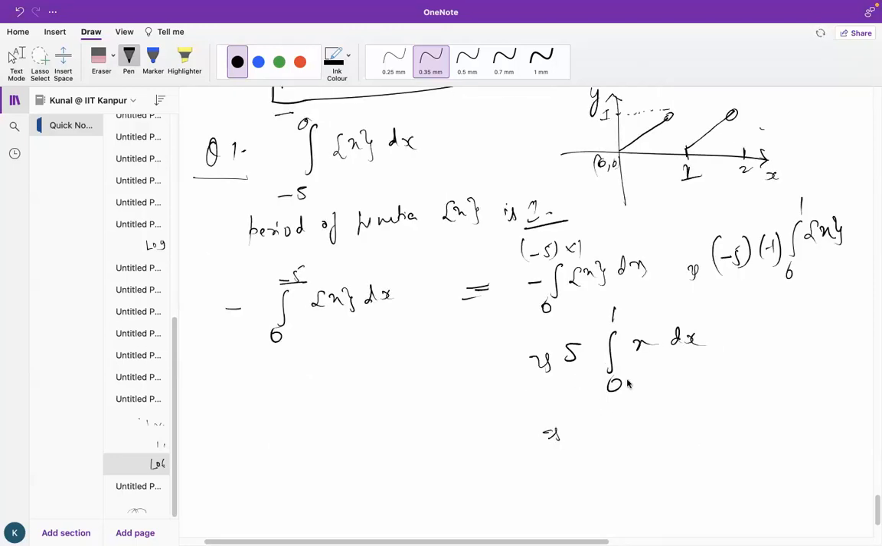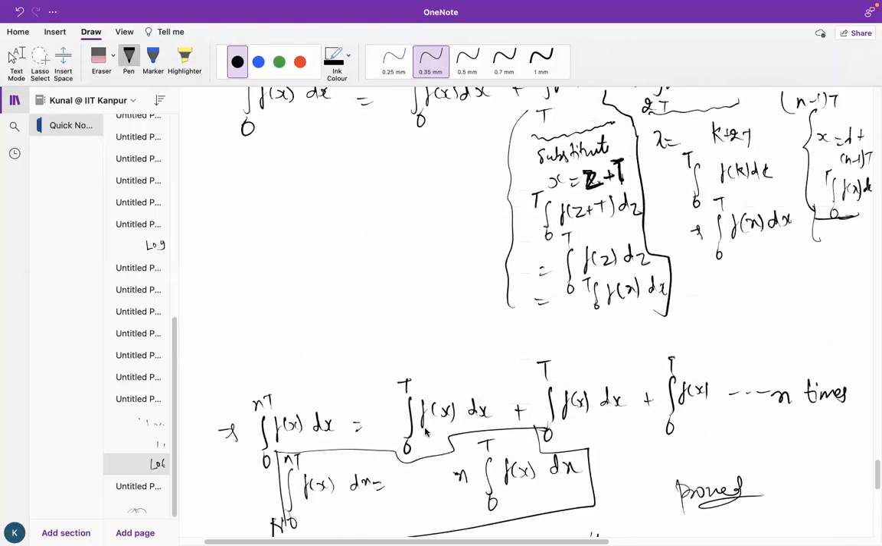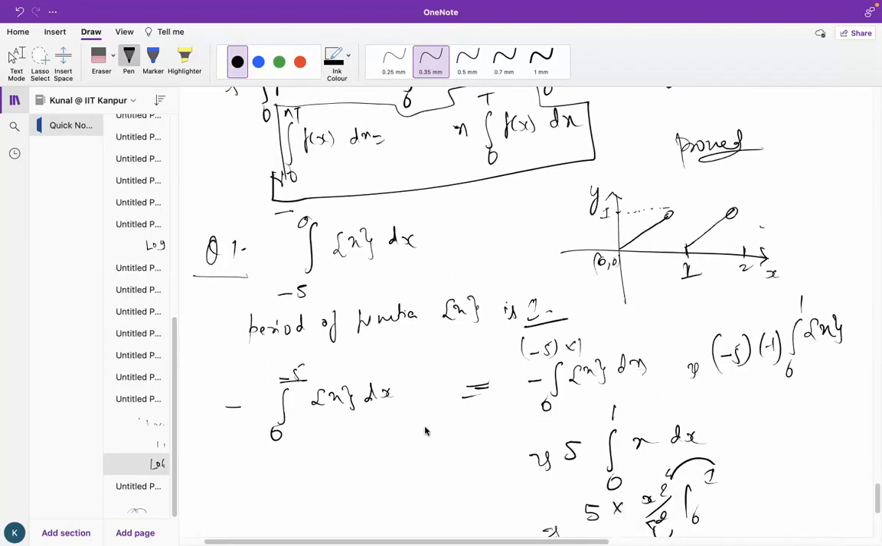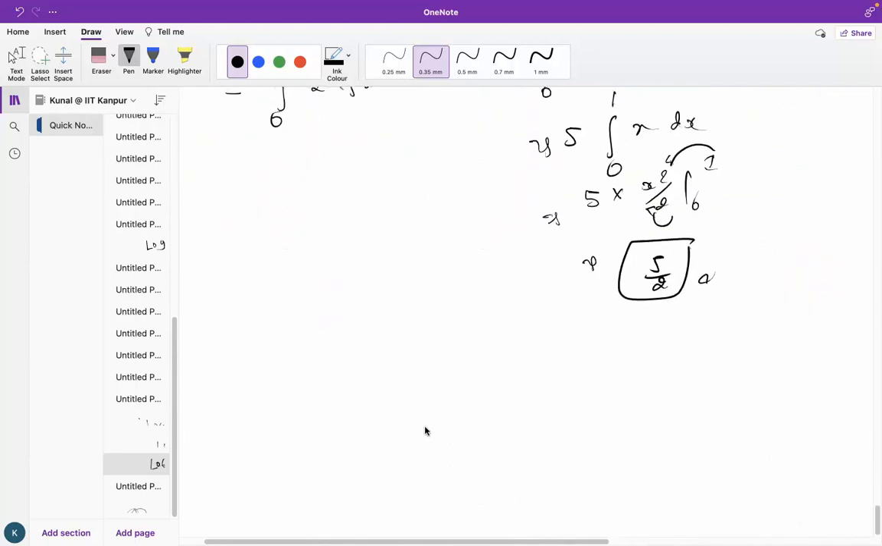When we integrate this, we get x squared by 2. Let's put in the limits, so we get 5 by 2. So you learn how to implement this in a real problem. Try to understand this property and how we implement it.